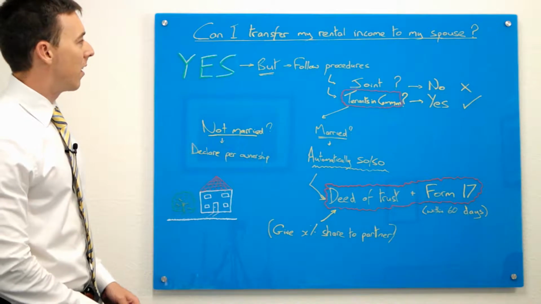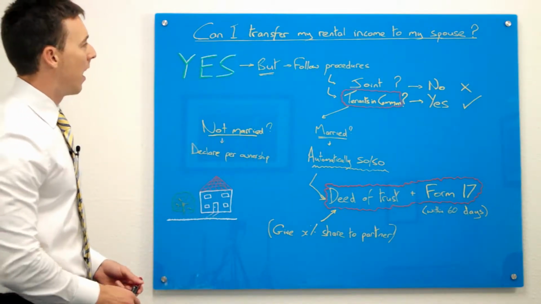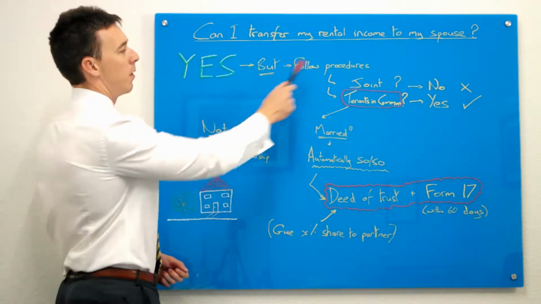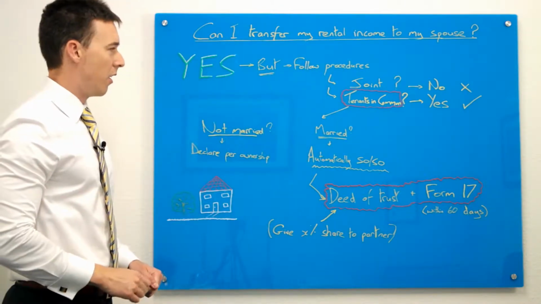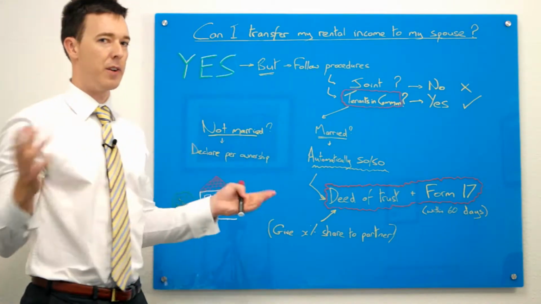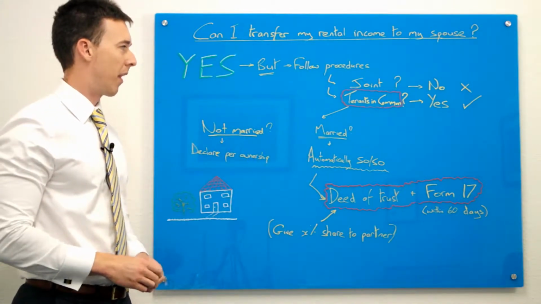So just to summarise this very briefly, the answer is you can transfer it to your spouse, but you have to follow the correct procedures. So first of all, is it jointly held? How is the property held on the land registry?